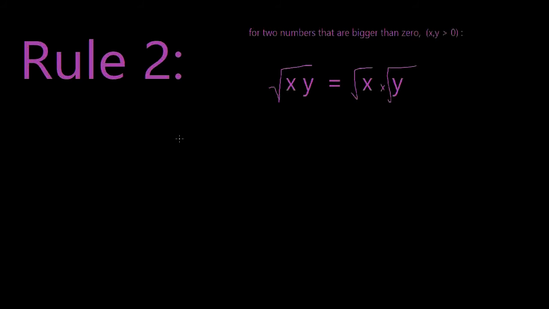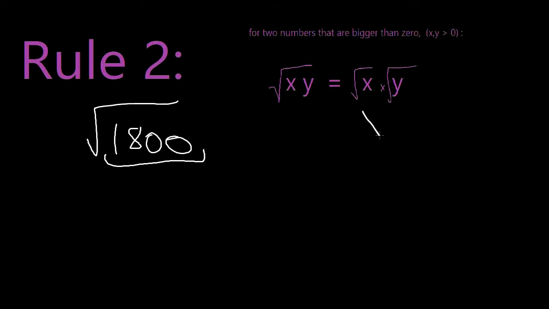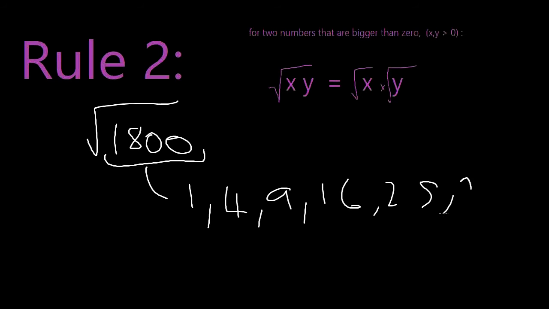So just to show you what I mean here, let's go back to our example of root 1800. So what this rule says is if this 1800 can be split up into smaller factors, then it will be the same thing. So the trick here to make this in the easiest form possible for us is that we want to split this 1800 into little parts, but we want to try and find parts that are square numbers. So think of some square numbers like 1, 4, 9, 16, 25, 36. I'm sure you could go on.